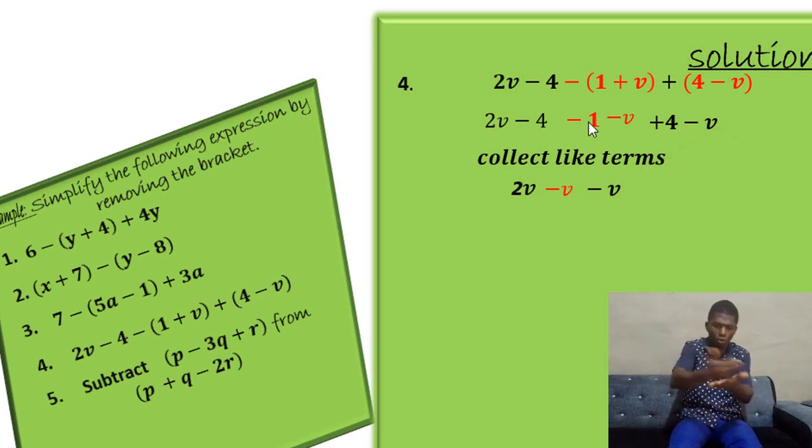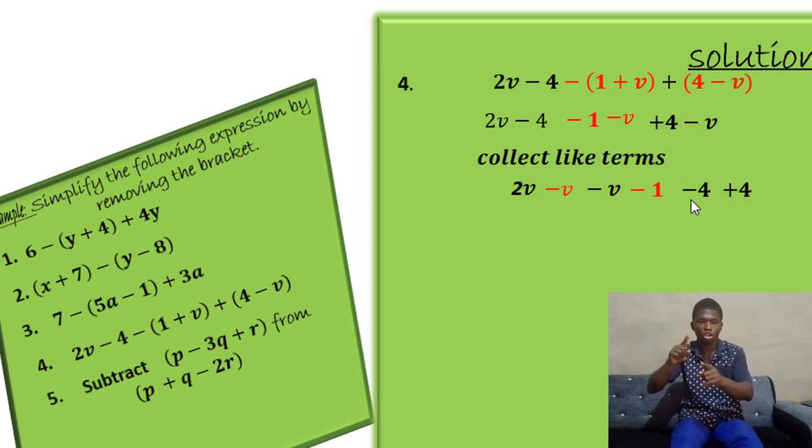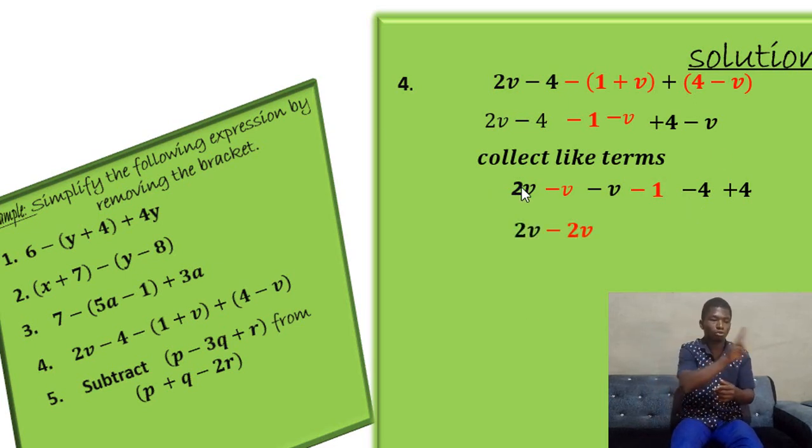Now, I'm seeing a negative 1 here. Maybe I'm seeing a negative 4 here, and another positive 4 here. That's it. Grouping all the v terms on one side, and grouping all those that have no v on the other side. So what do we have? I'm having 2v minus 2v... v minus v, it won't give plus 2v, it's going to give minus 2v, so it's going to be negative 2v.